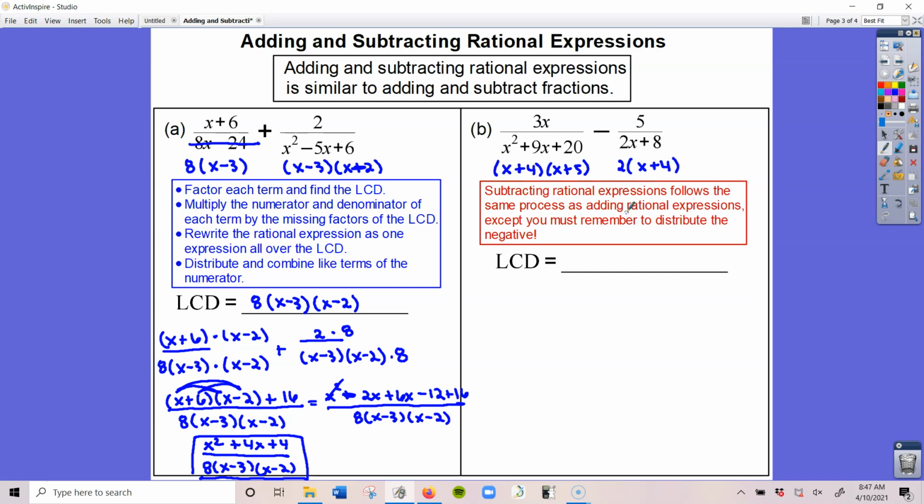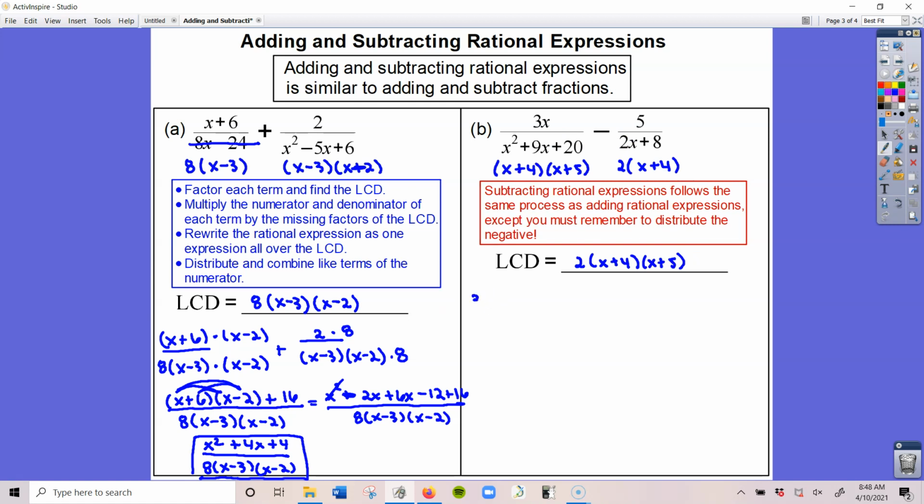Now to determine the LCD. We have this x plus 4 and this x plus 5. Then we have this 2 and x plus 4. But x plus 4 is already part of my LCD, so I don't need to write it again. So this is my LCD. Now let's work on subtracting.